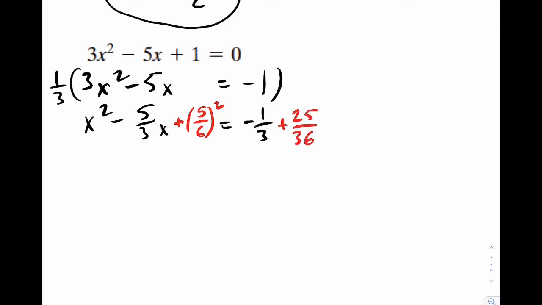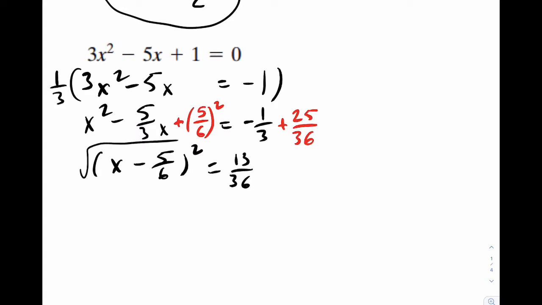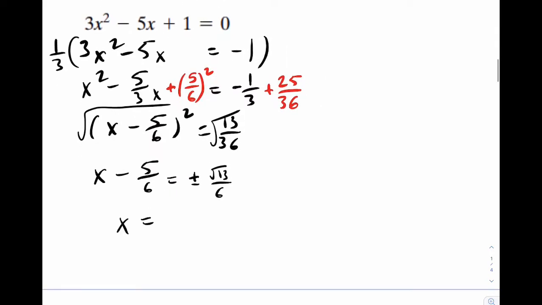25 over 36. Now the reason I'm doing that is just to save myself a little bit of thinking time. Because on the left, when I factor it, I'm just going to use that same number right there. That's x minus 5 over 6 squared. And that's going to equal, let's add negative 1/3 and 25 over 36. That's 13 over 36. Now we're going to square root everything. So x minus 5 over 6, that's going to equal plus or minus root 13 over 6. And now I put it together. X must be 5 plus or minus root 13, all divided by 6.